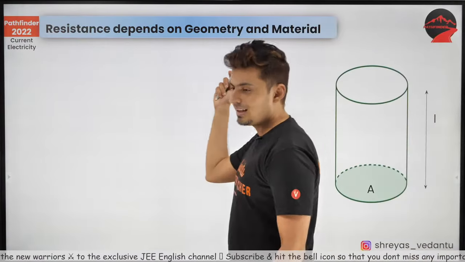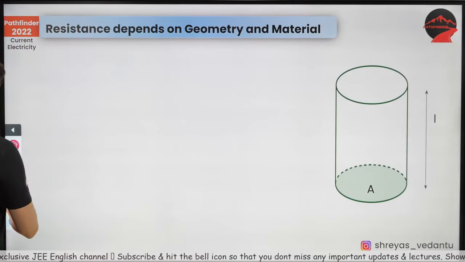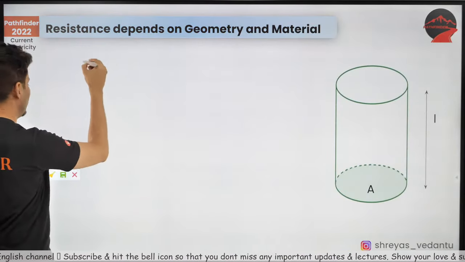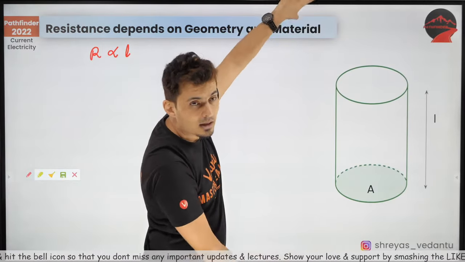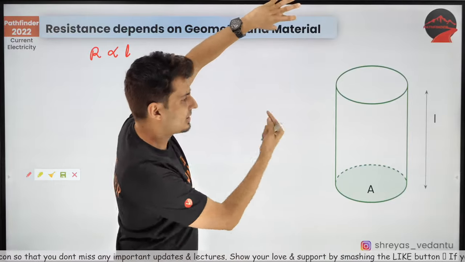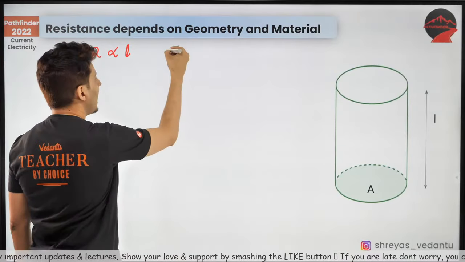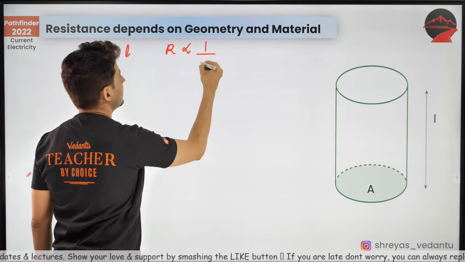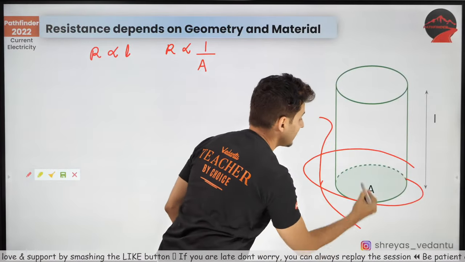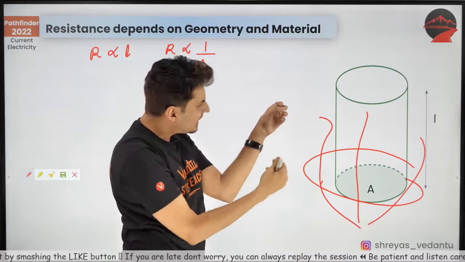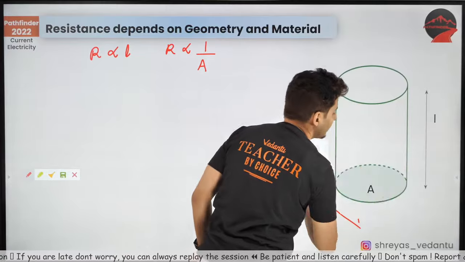Now, some of you are asking, sir, what exactly does resistance depend on? Experimentally, it has been found that resistance is directly proportional to the length of the conductor. More the length, more the obstacles that it will encounter, so higher is the resistance. And it is inversely proportional to the area. If the area is big, then the electron has more options to go from. If the area is small, then it has fewer options to travel. So that's why it is inversely proportional.